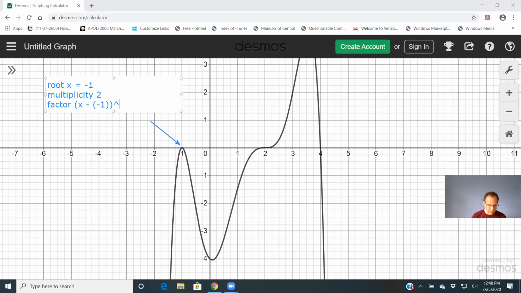That means the factor that the root came from must have been x minus -1. And then it had to be squared, right? The exponent must have been a 2 because of the multiplicity 2. And of course, x minus -1 is the same as x plus 1. So the factor is really x plus 1 squared, right? That handles that root. Then let's see, we have another root here at x equals 2.